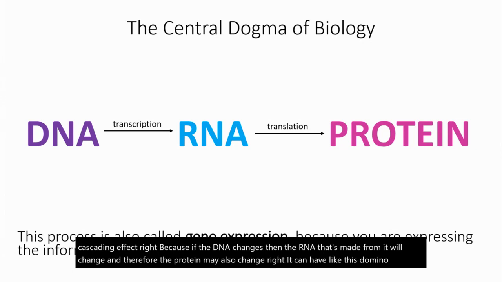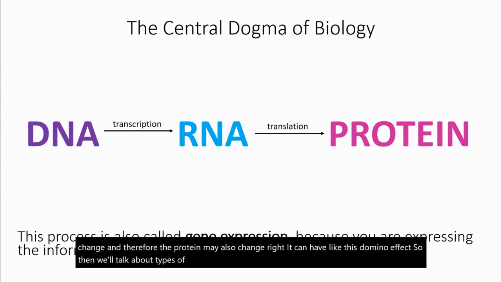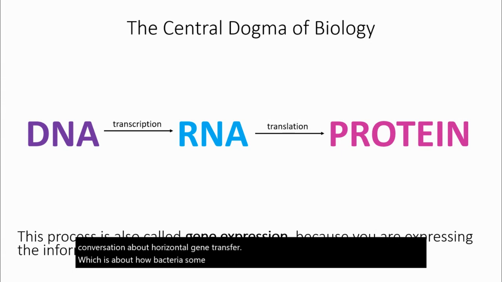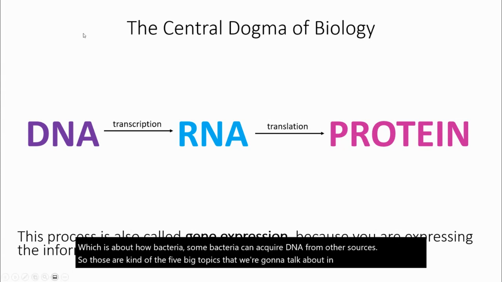So then we'll talk about types of mutations, and then we'll wind up this section with a conversation about horizontal gene transfer, which is about how some bacteria can acquire DNA from other sources. So those are the 5 big topics that we're going to talk about in this section. So brace yourself, y'all. It's going to be fun.